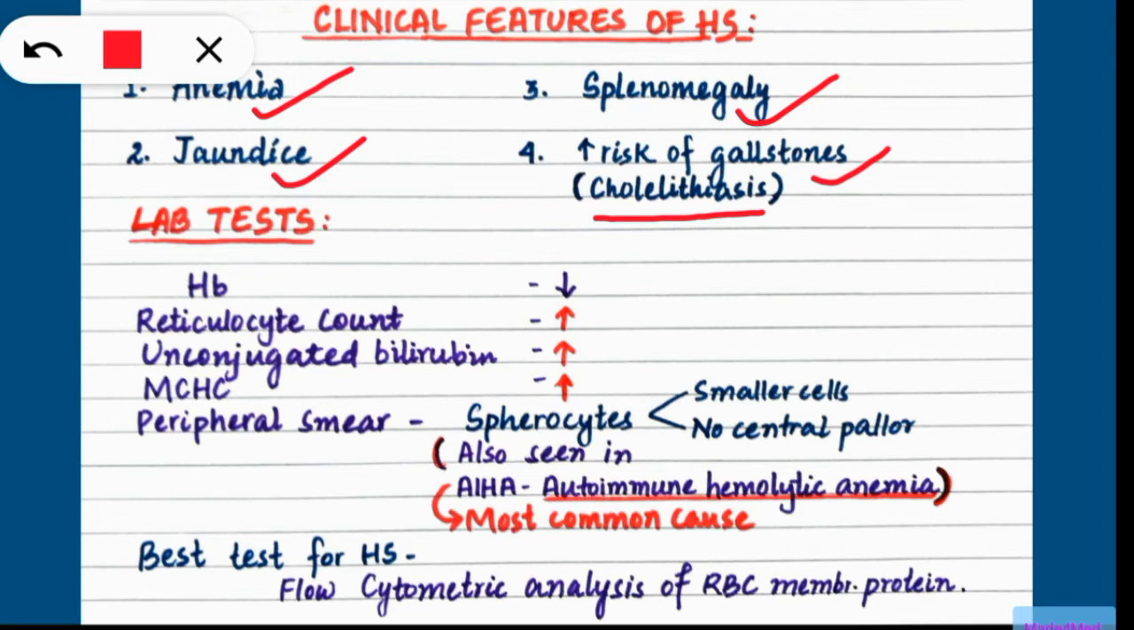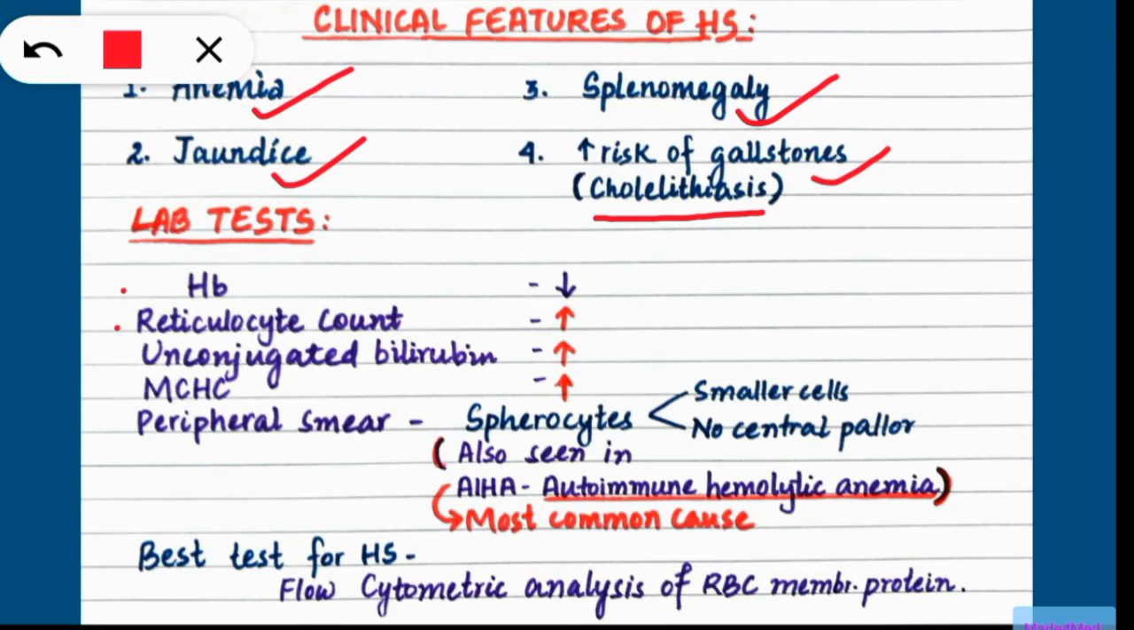Now let's come to the lab tests. First, there will be a decreased hemoglobin. Obviously, because the RBCs are destroyed, the hemoglobin level will also decrease. Now we'll see the reticulocyte count will increase. Since the RBCs are being destroyed, there will be a compensatory increase in erythropoiesis. It will be a reaction by the bone marrow, and so the reticulocyte count will increase.